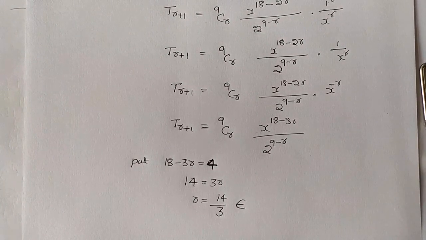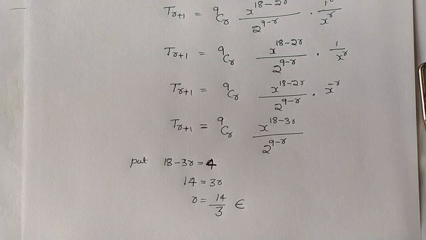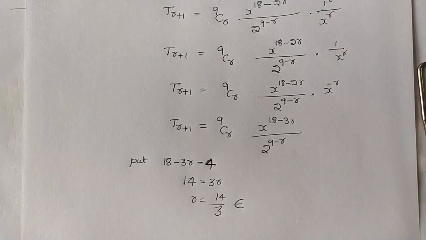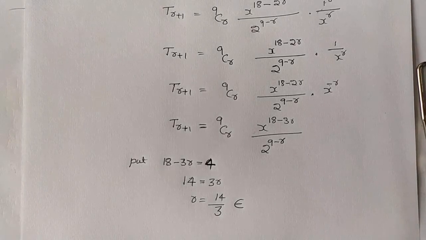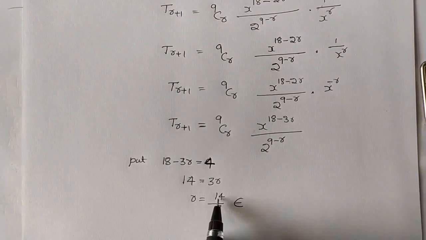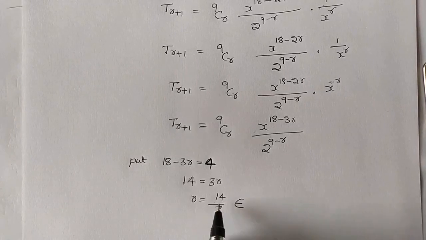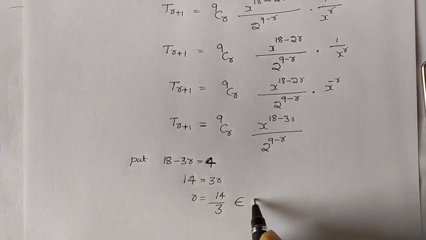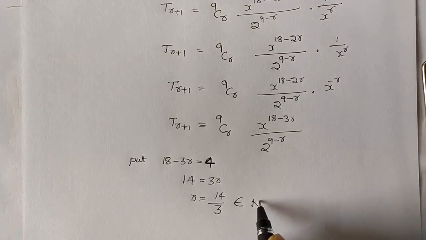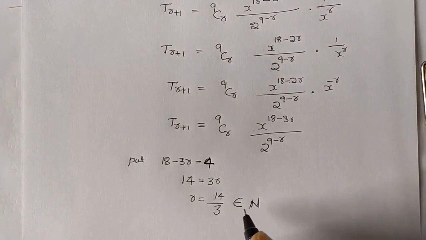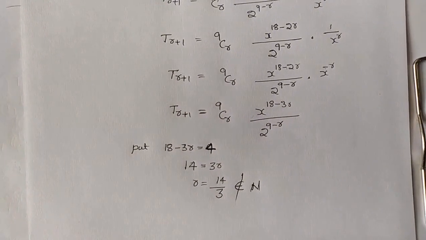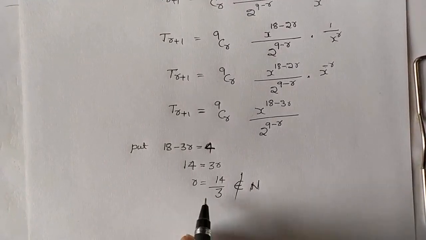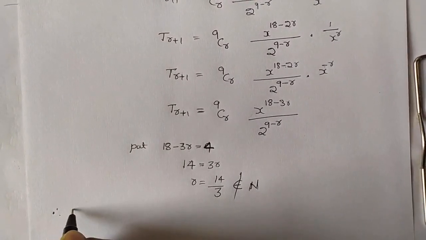Binomial definition says that the power should be a natural number, I mean a positive integer. Here we will have 14 by 3. If we divide 14 by 3, some decimal will come, so this is not a positive integer or a natural number. So 14 by 3 does not belong to the natural numbers.